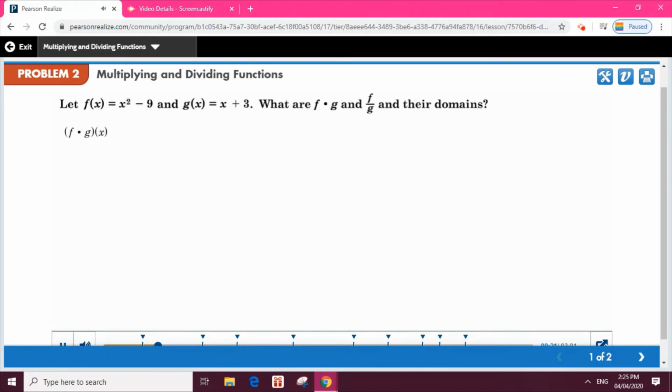First, multiply the two functions. The function f times g of x equals f of x times g of x. Substitute x squared minus 9 for f of x, and substitute x plus 3 for g of x. Then multiply. So the function f times g is x cubed plus 3 times x squared minus 9 times x minus 27.